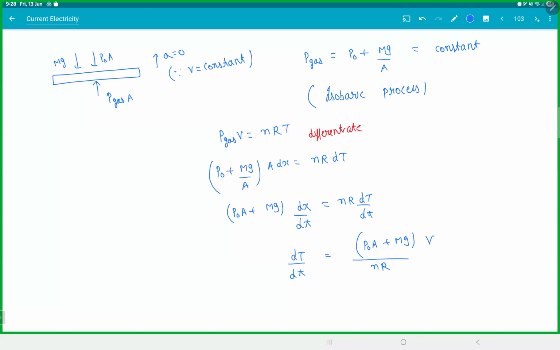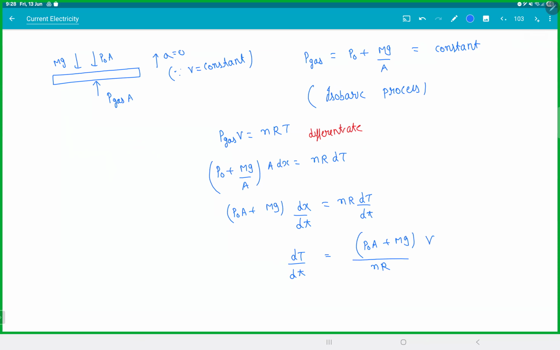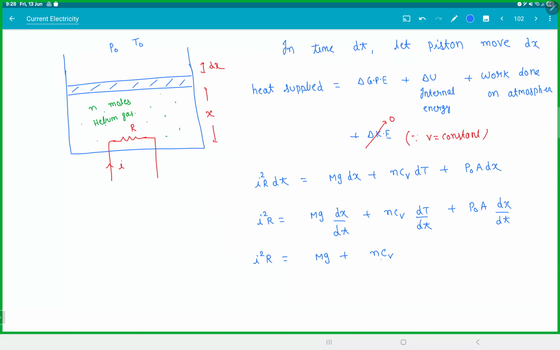So once we got this, let's take it and dump it here. So this guy will be I square R. This will be mg plus nCv. Cv is 3R by 2 for helium, and this will be P naught A by nR plus mg by nR. This also becomes velocity, plus P naught A into velocity. There, you got everything. Just shift it there.